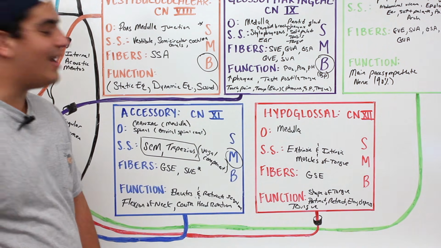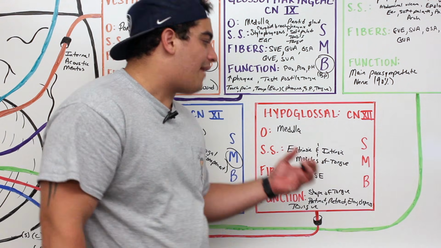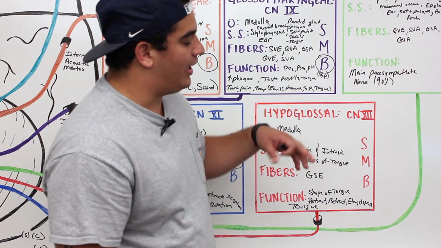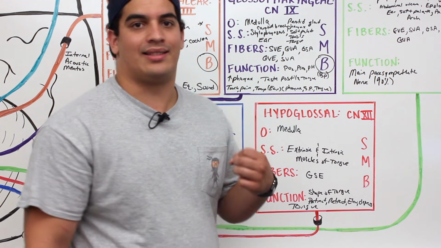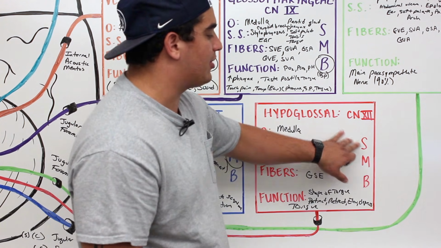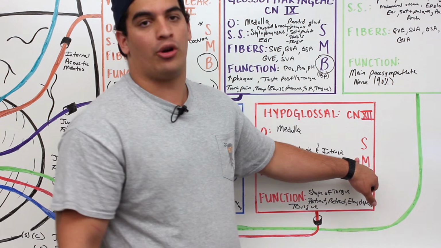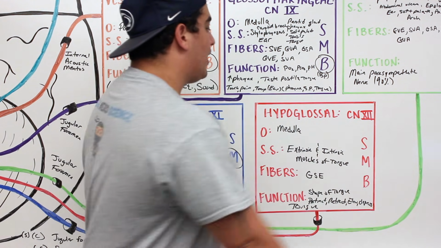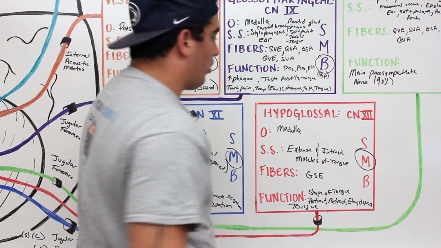Okay. Now, it does have a little bit of sensory fibers from the meninges, but we don't consider that to be that significant. It's almost insignificant. So primarily, it's not going to have any sensory fibers. We consider it to primarily be a motor nerve. So because of that, he is only going to be carrying motor fibers considerably.